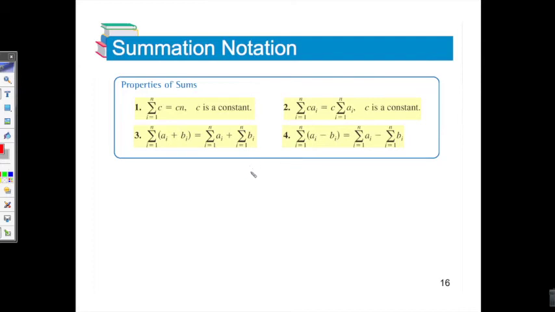Now we have a couple different properties for these sums. Some things that make things a little bit easier.